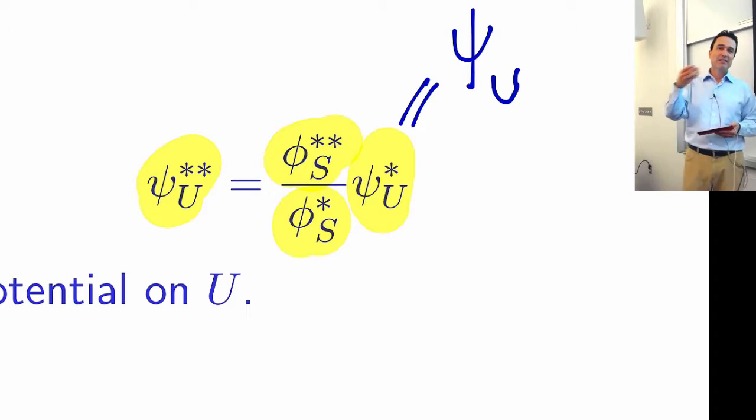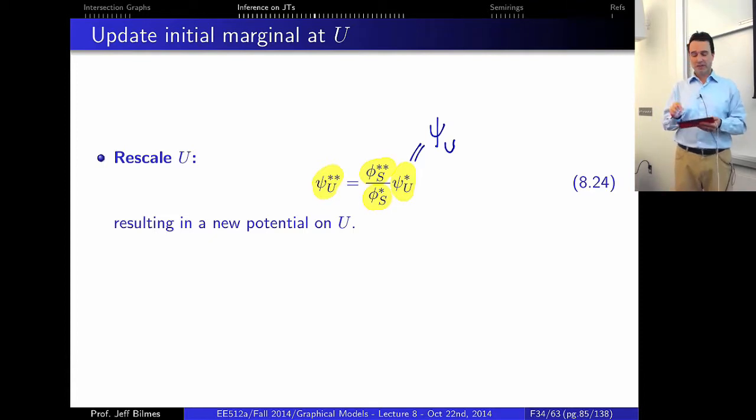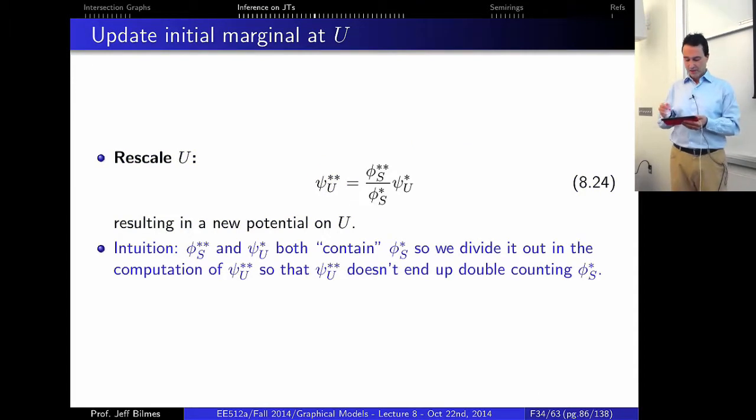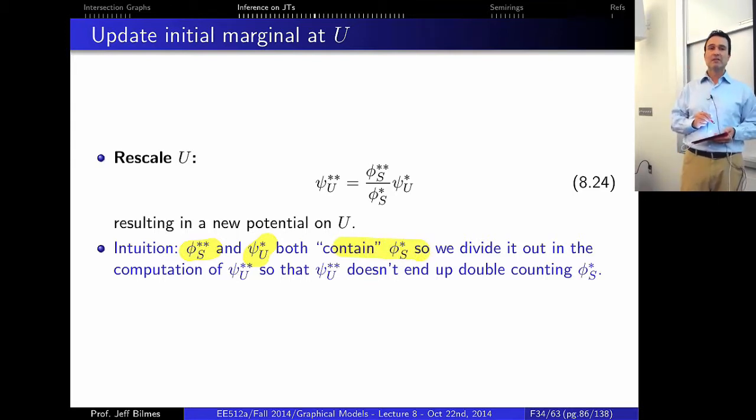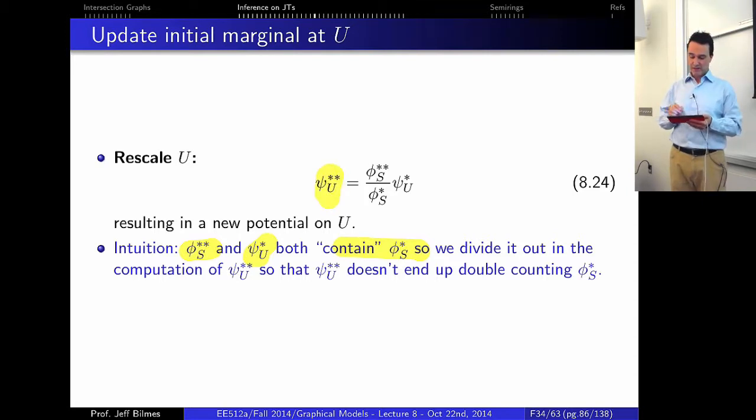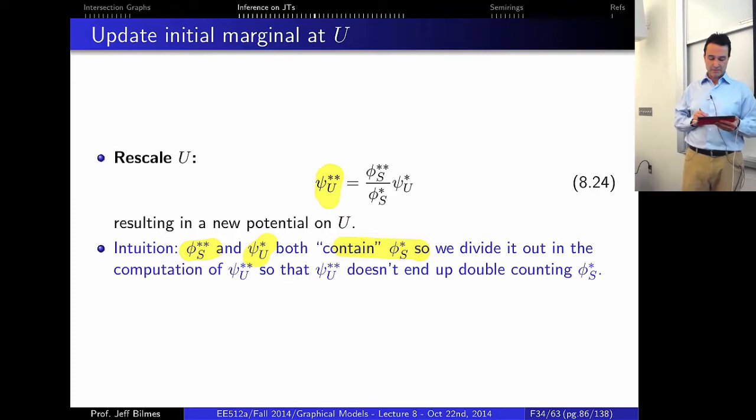The reason why is, actually, let me say all this stuff because I've got this really nice figure that I think will explain it. But the point is we have to divide out, otherwise we're double counting, and we will talk about that in a second. Phi star sub S and psi star sub U, in some sense, both contain this updated separator potential, phi star sub S. Phi star sub S originally came from psi of U on the left, but we don't want to feed it back doubly into psi of U. So we divide it out before we update psi star sub U, so that this updated one doesn't end up double counting this thing.